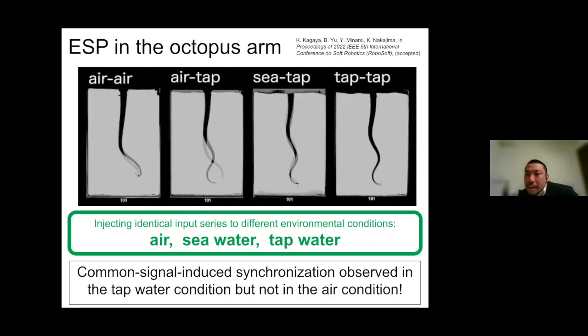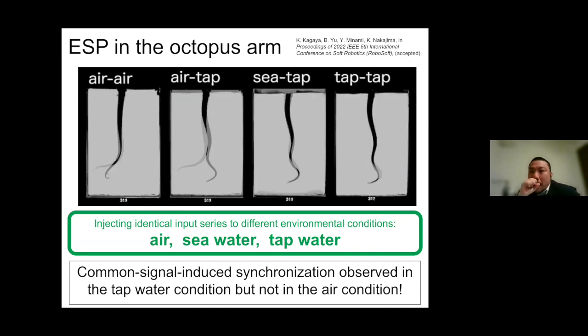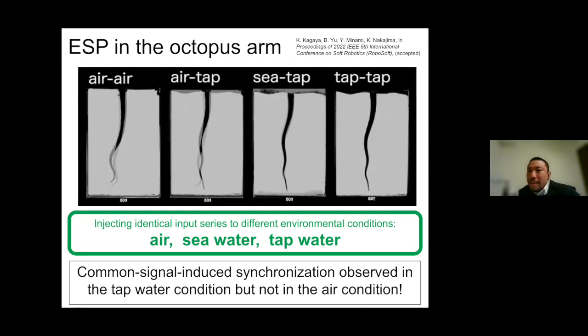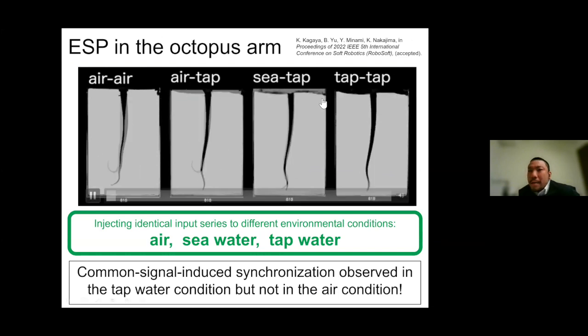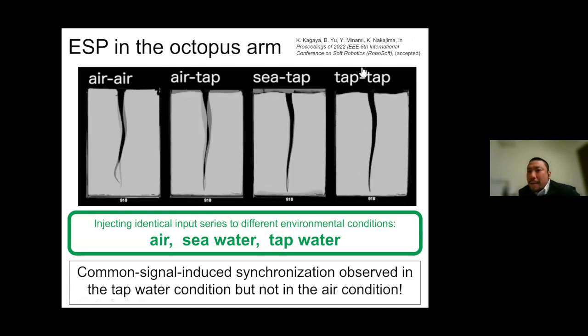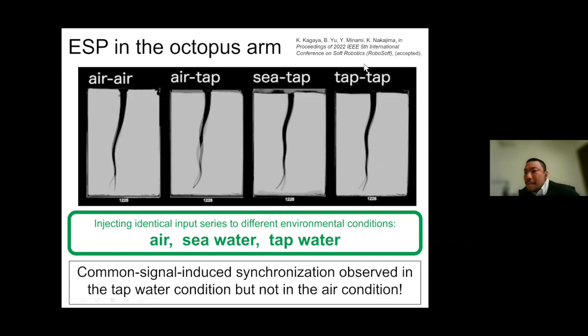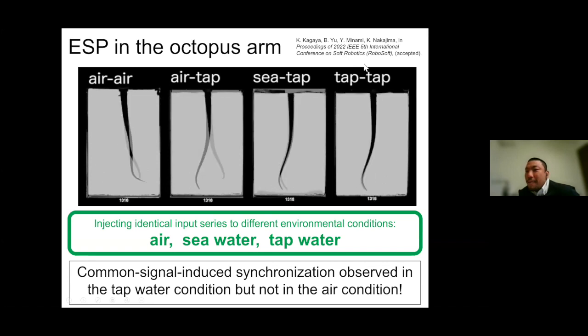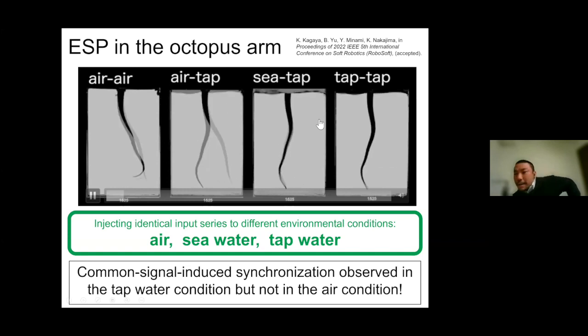And also recently, we showed that our arm has the echo state property. And also, we found that the environment medium condition is crucial. The details can be found in this paper, recently accepted in RoboSoft 2022. So please attend this conference if you want to know the details.